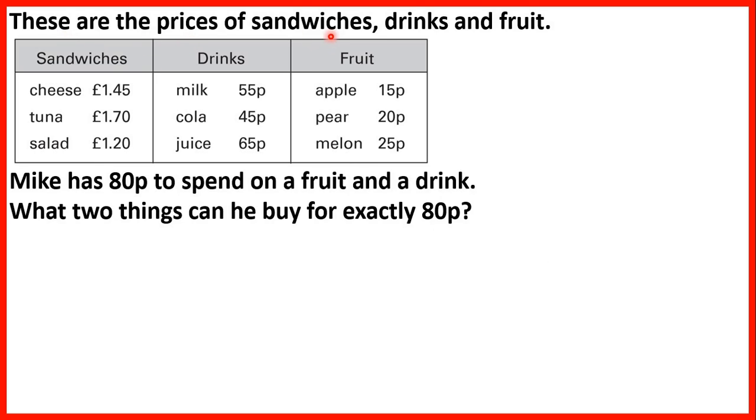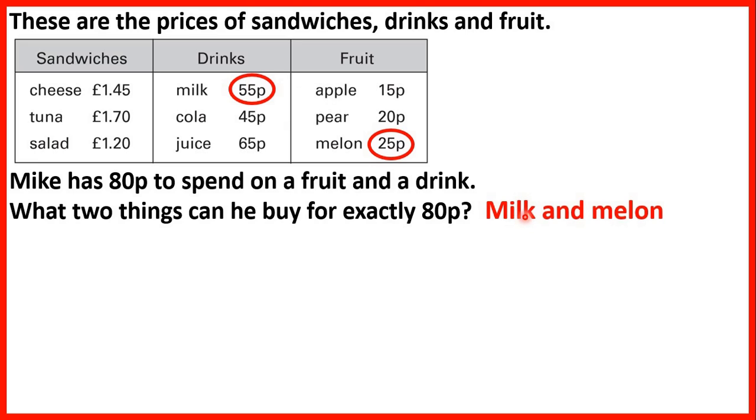These are the prices of sandwiches, drinks and fruit. Mike has 80 pence to spend on a fruit and a drink. What 2 things can he buy for exactly 80 pence? So he's going to buy a fruit and a drink and needs to spend exactly 80 pence. If he buys milk for 55 pence, he can then buy a melon for 25 pence, because 55 and 25 make a total of 80.